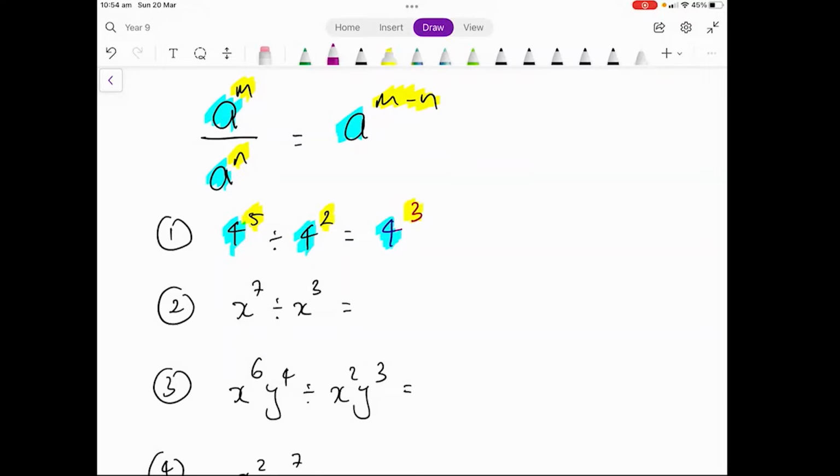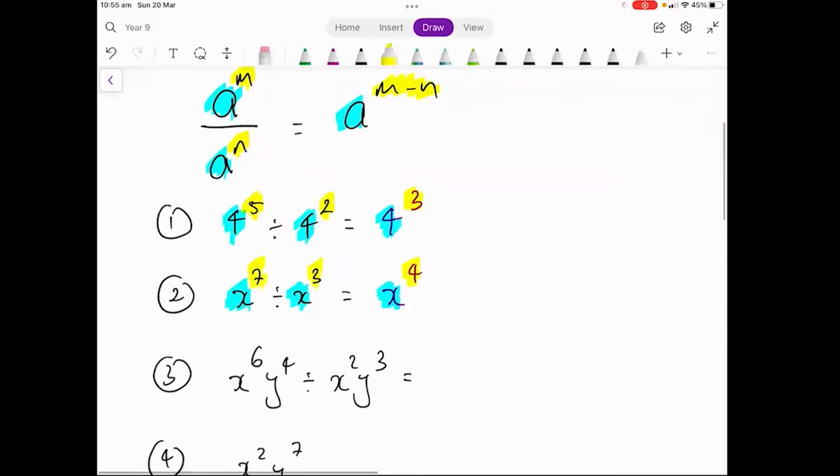Second question, x to the power of 7 divided by x to the power of 3. Base stays the same, so that's x. 7 take away 3, that's 4. So it's x to the power of 4.